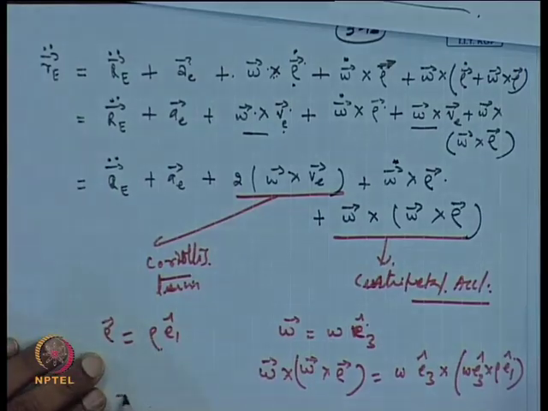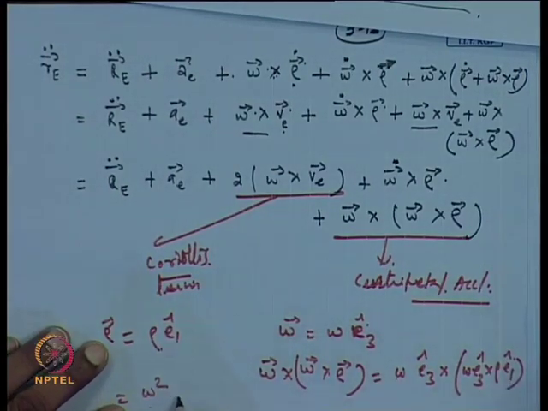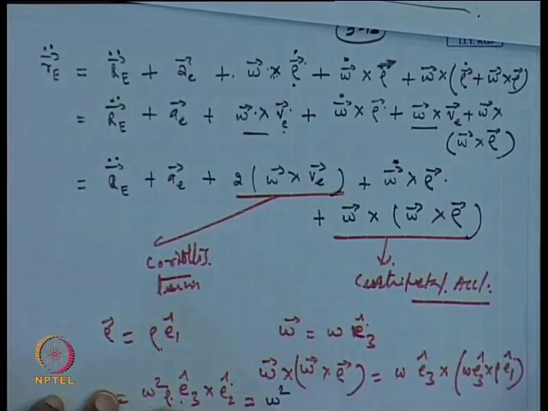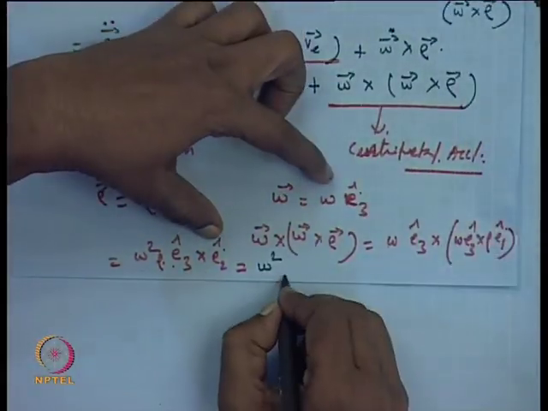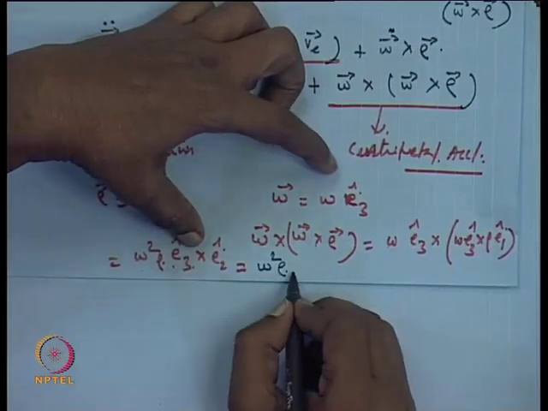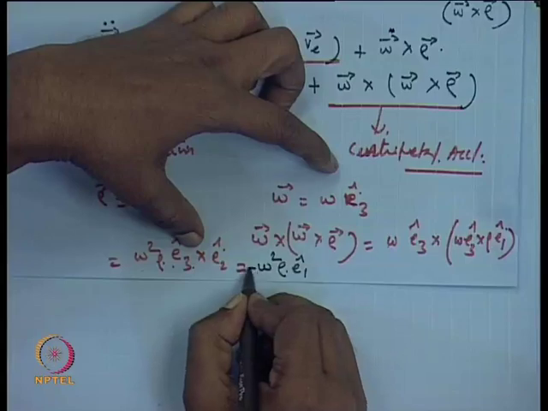Now, check from this place, this is omega square, and E3 times E1 is nothing but E2. So, this becomes E3 cap times E2 cap, and here we put the rho which is present here. So, this becomes omega square times rho, and E3 times E2 is minus E1. So, this is minus E1 cap.